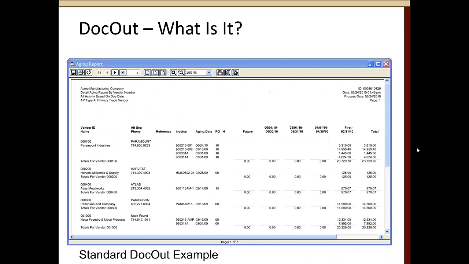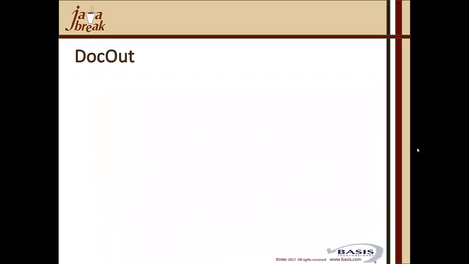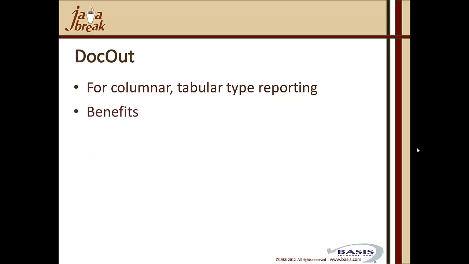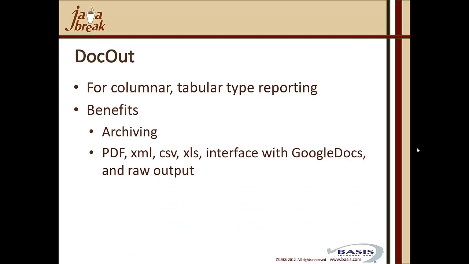This is what the output looks like when we invoke DocOut. So as you can see, we have the columnar type reporting, but we have the ability to select our output types, even fax or email, from within this preview window, and we can even adjust the column widths and hide columns if we so wish. So it's perfectly suited for columnar and tabular type reporting. And the benefit you get from DocOut is the built-in archiving functionality. You don't have to go and write a single line of code. That's all part of the DocOut subsystem.